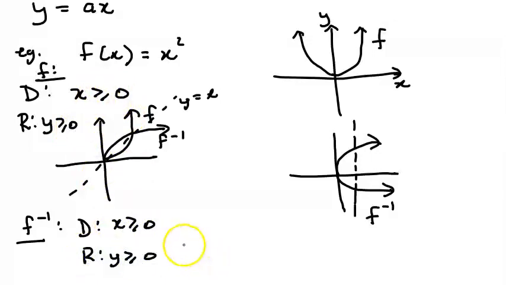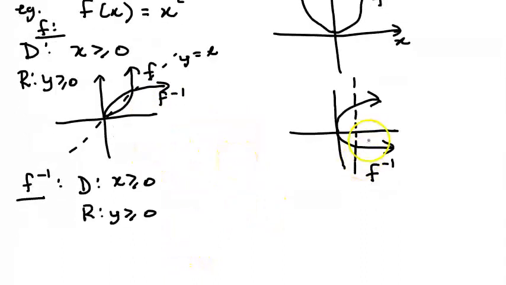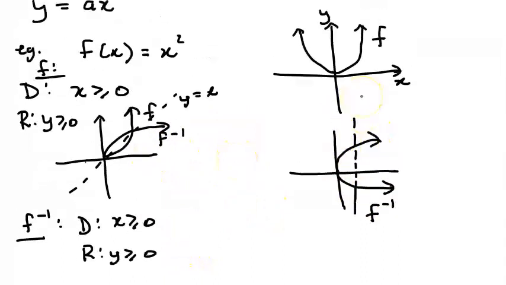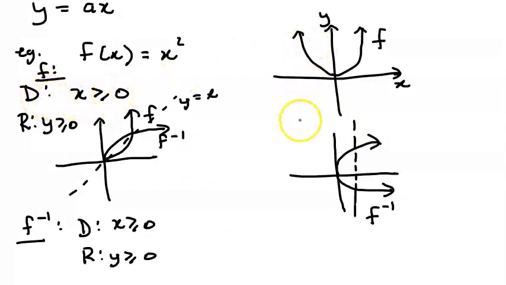Okay, now let's look at the next aspect of the very same graph, but let's look at it if we are to restrict the domain where we now say x less than or equal to 0. Let's see what happens. So basically we're only going to be drawing this part here.